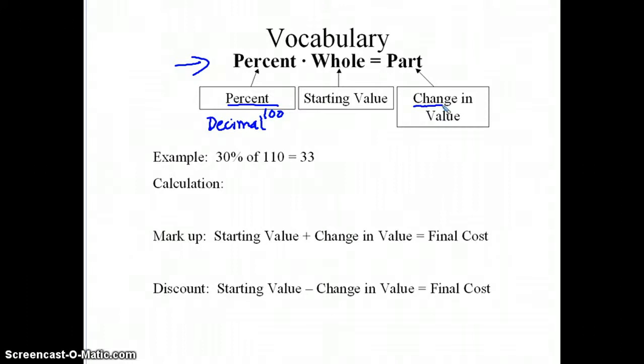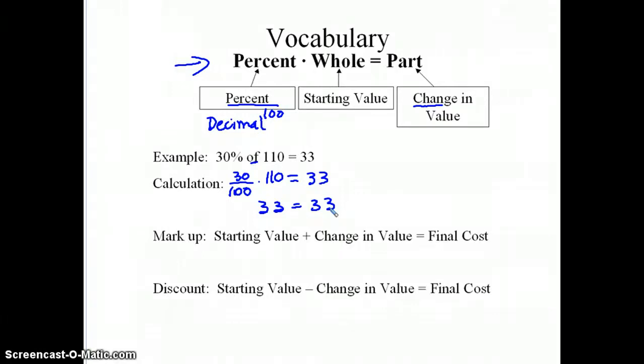So, for example, if I look at 30% of 110 equals 33. If I was to do this, I'm going to convert my 30% to a decimal. I do that by dividing by 100, times 110, because "of" means times, equals 33. When I do my calculation, I end up with 33 on the left-hand side. So I can see that my work actually calculated out to the correct answer.